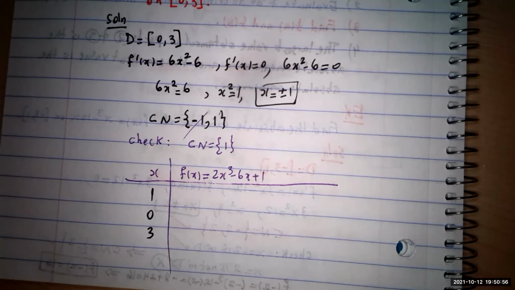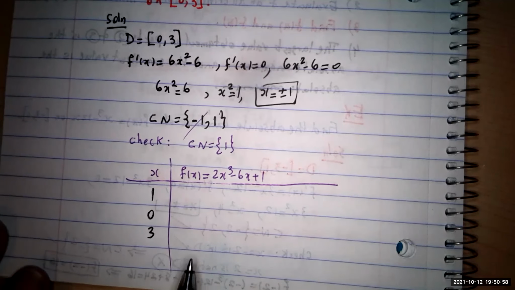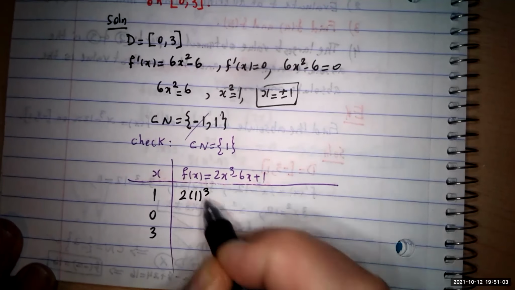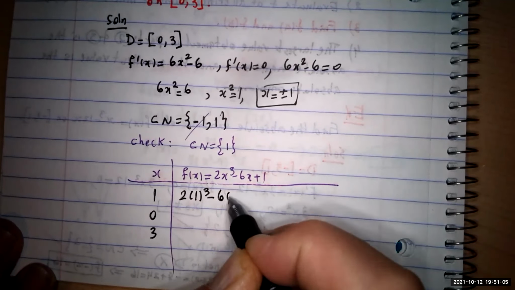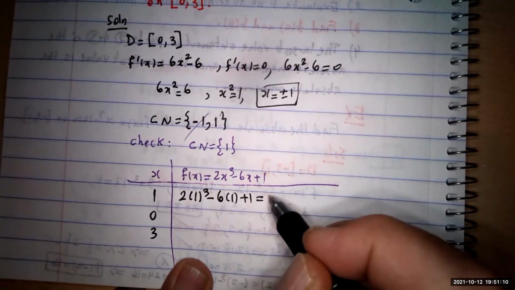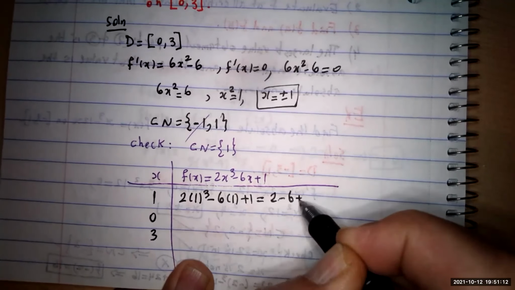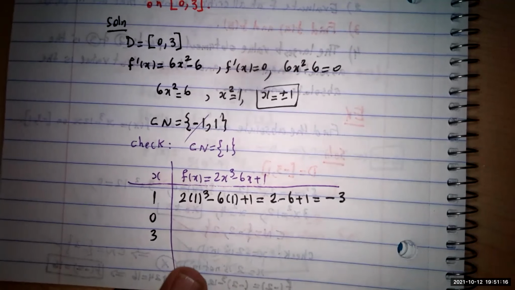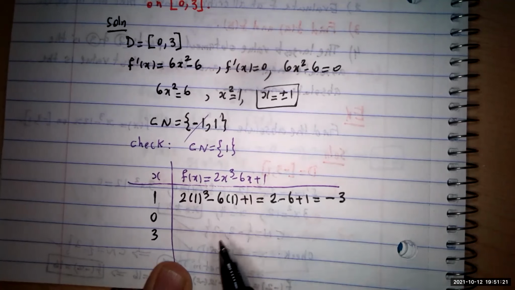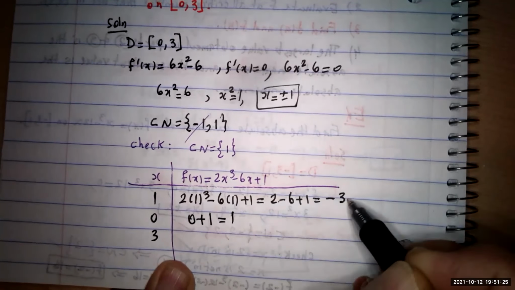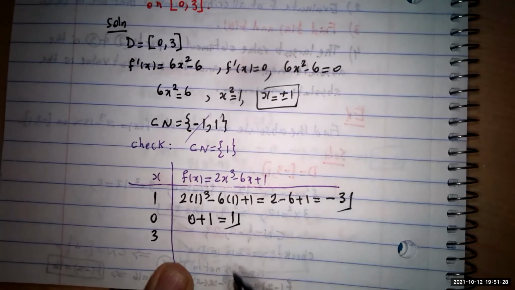Okay, and so substitute. f of 1, substitute. So that gives you 2 times 1 cubed minus 6 times 1 plus 1. So this is going to be 2 minus 6 plus 1. That gives you negative 3. That's the first number. Okay, substitute the 0. That gives you 0 plus 1, which is going to be equal to 1. So this is the second number.